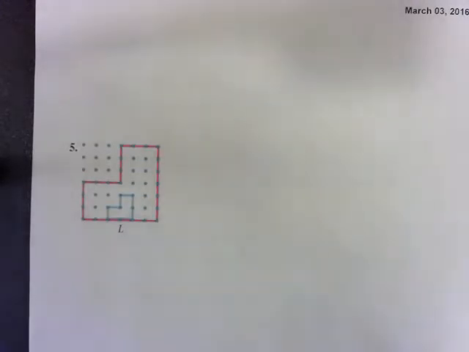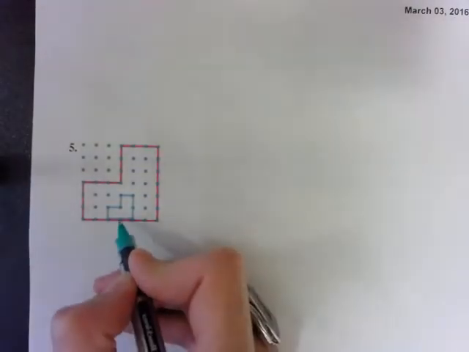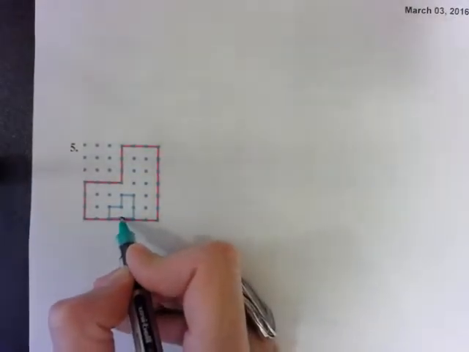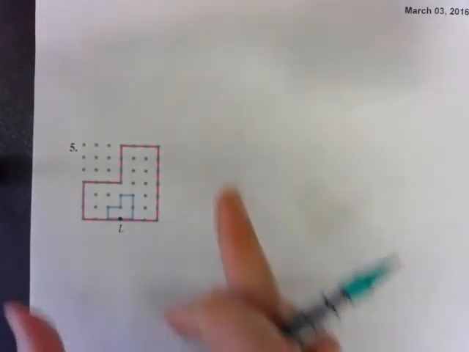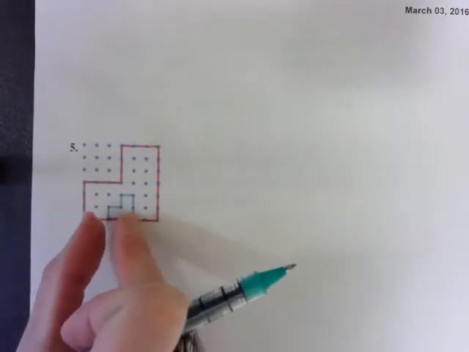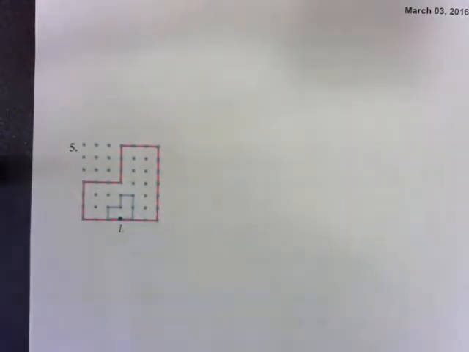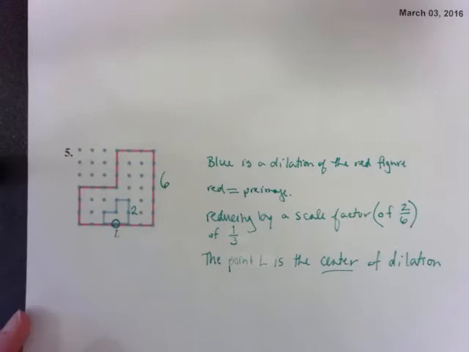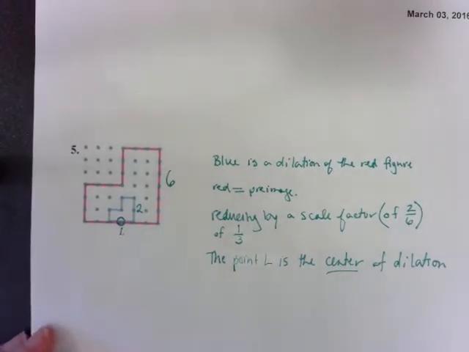Where does it look like this is shrunk upon? It's actually shrunk at this point, L. If we take this point L and we shrink this big guy down, it's always going to be surrounded around L. And so we have this information. I'm going to move on to the next question.